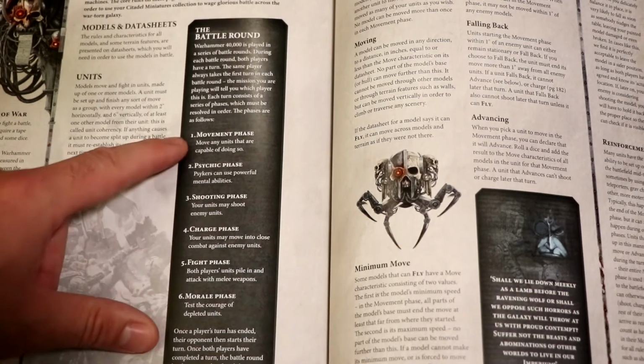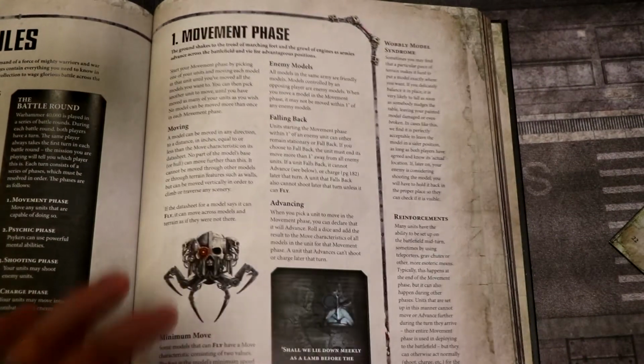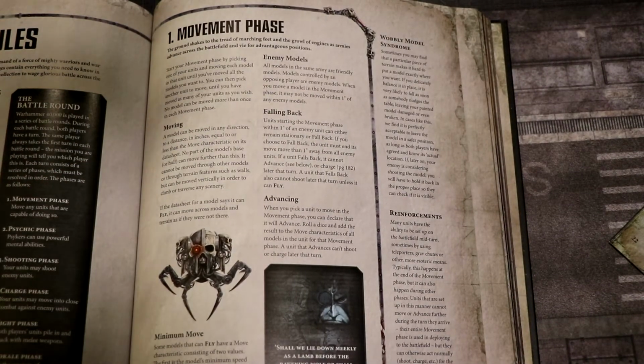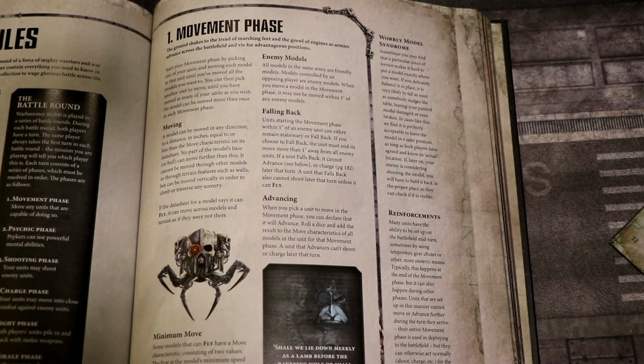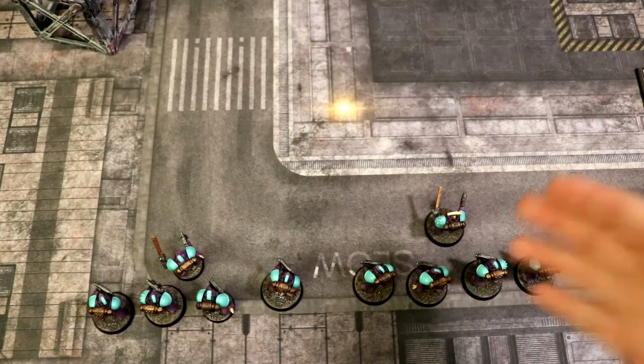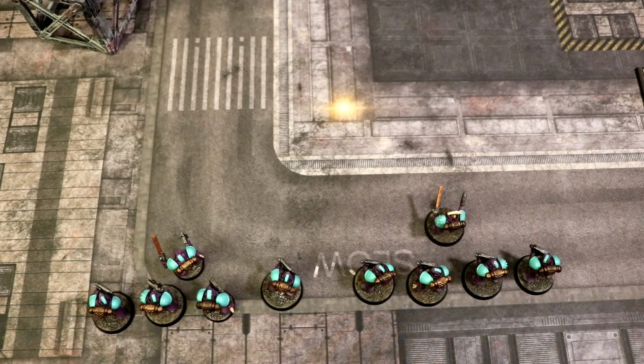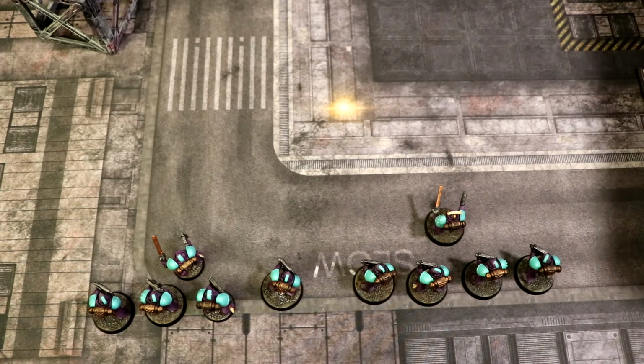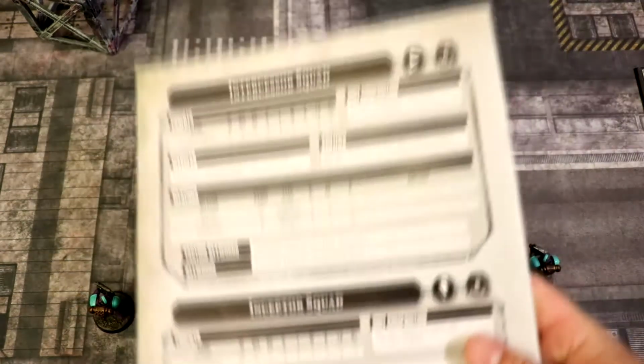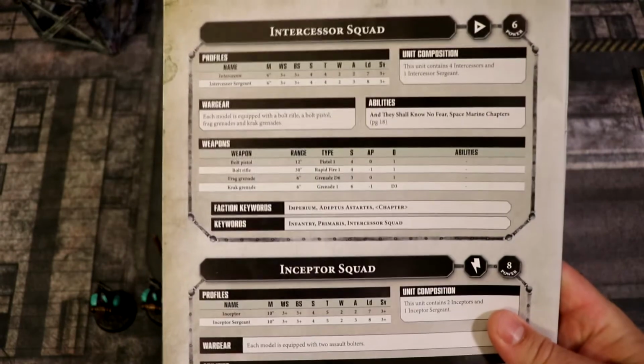So let's start from the beginning with the movement phase. To begin the movement phase, the first thing we're going to do is pick a unit to move. So in this case, if we have 2 intercessor squads, we're going to choose which unit we want to move first. So let's say we've chosen to move this intercessor squad on the right here. We need to know how far it can move. So we'll look at its profile, kind of like we showed earlier.